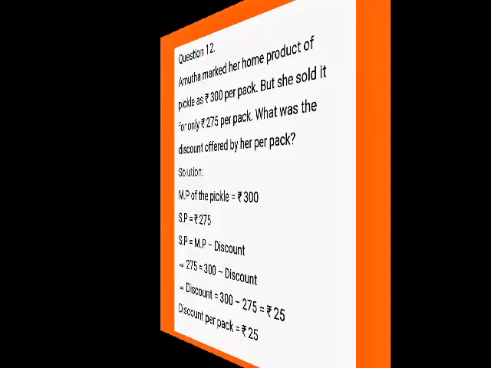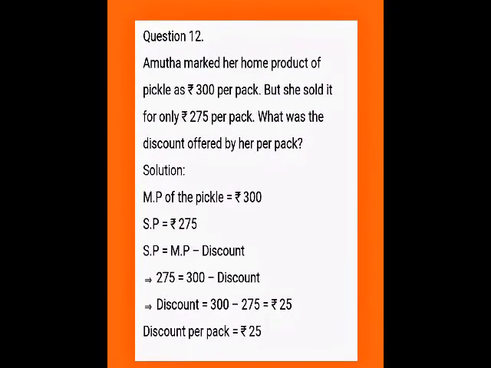Move on to the next sum. Question number 12. Amuda marked a home product of pickle as rupees 300 per pack, but she sold it for only rupees 275 per pack. What was the discount offered by her per pack? That is the question. So here they are giving the marked price and selling price.